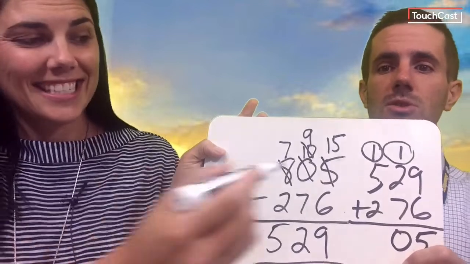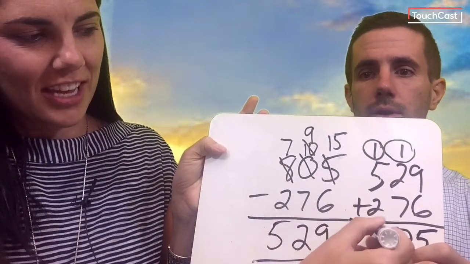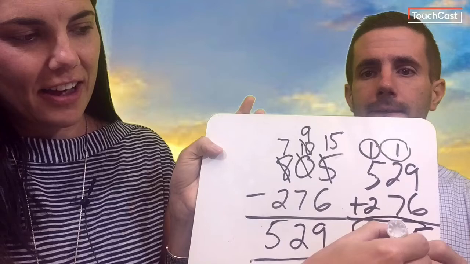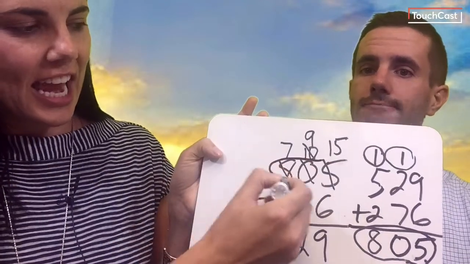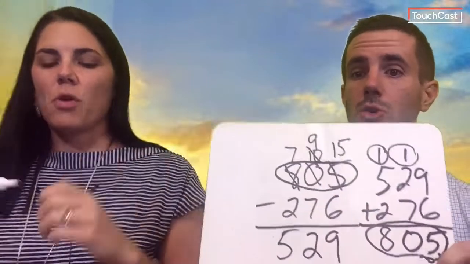6. And 6 plus 2 is? 8. And look, 800. 805 matches 805. Perfect. So we know it's good.